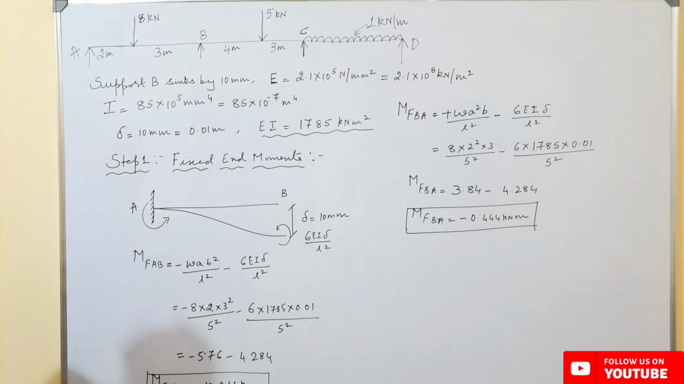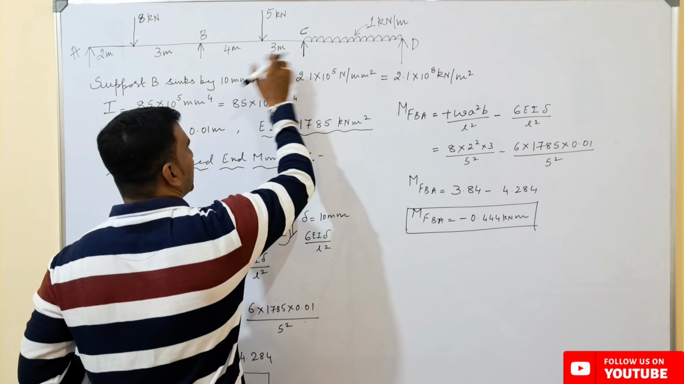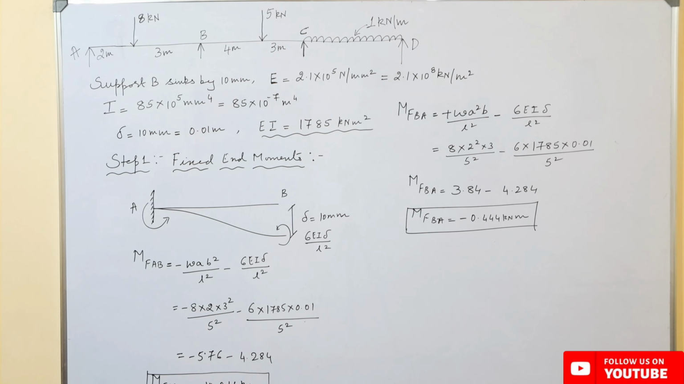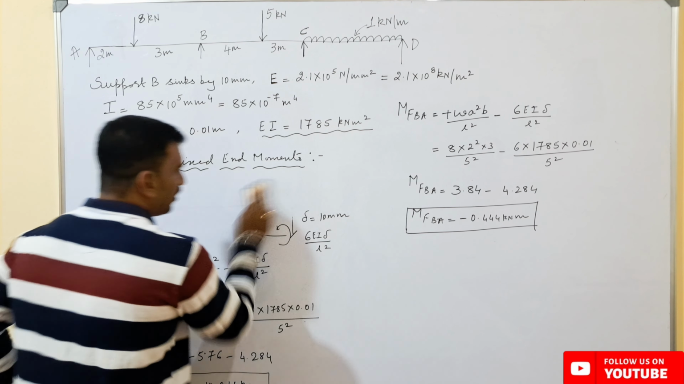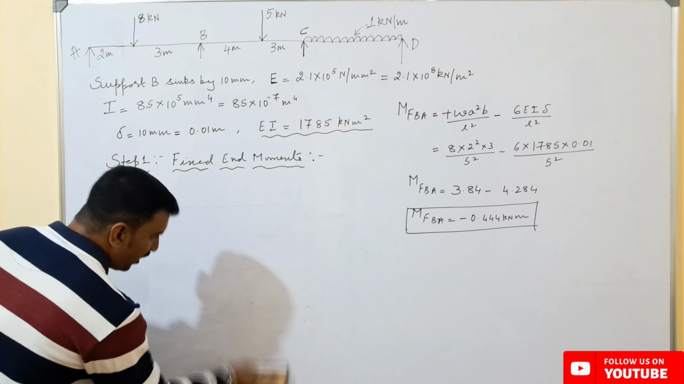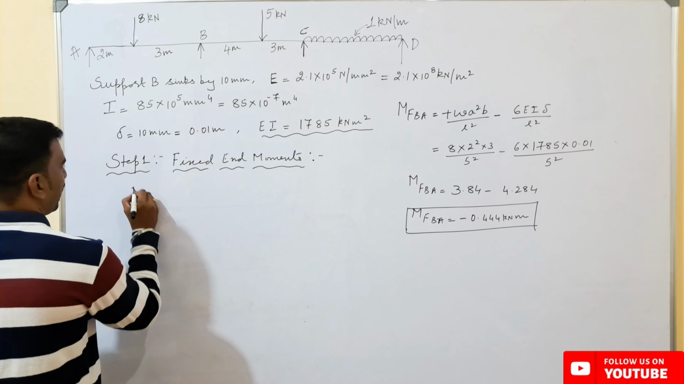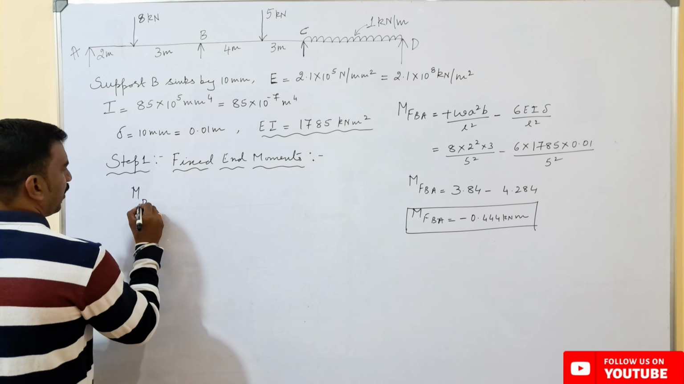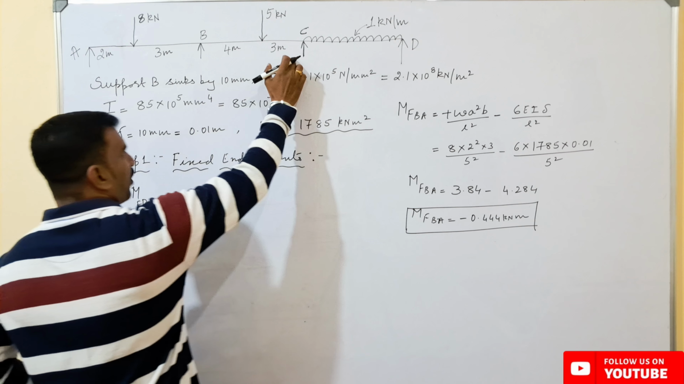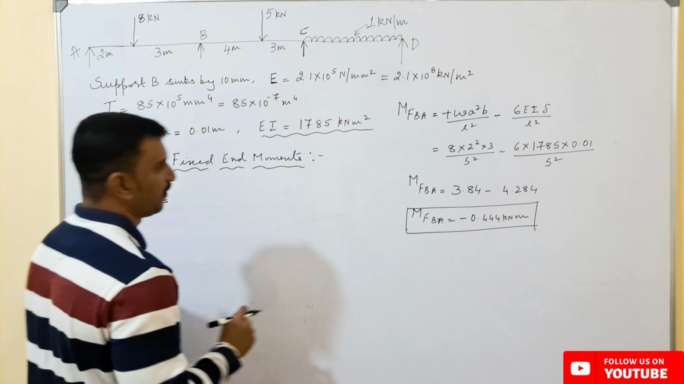So now similarly we need to find out the fixed end moment for the other two spans, that is B to C and C to B, and similarly from C to D and D to C. So the next fixed end moment will be, see here, the fixed end moment from B to C, for this span.